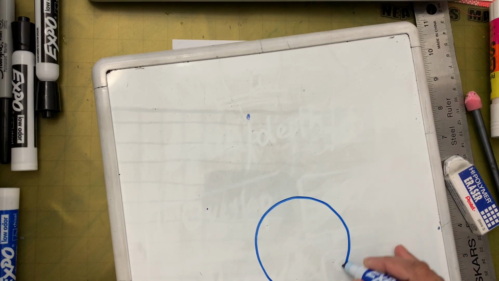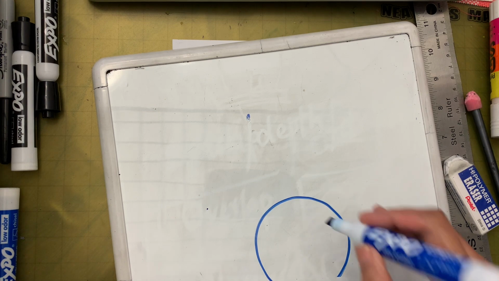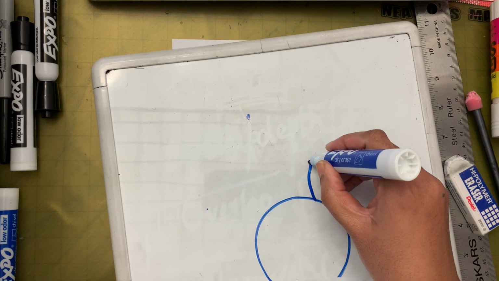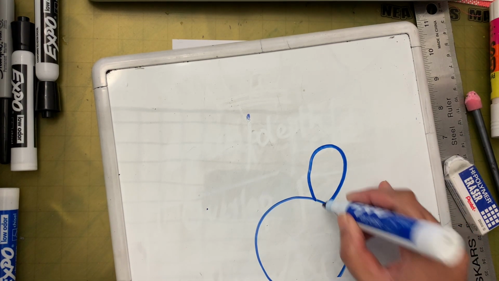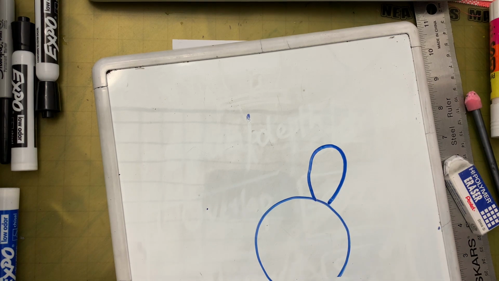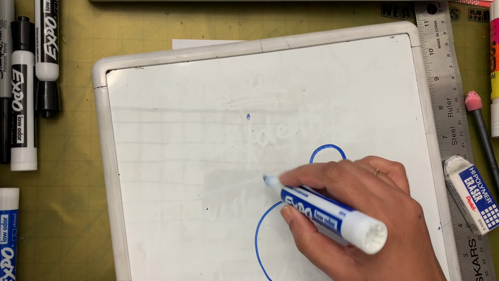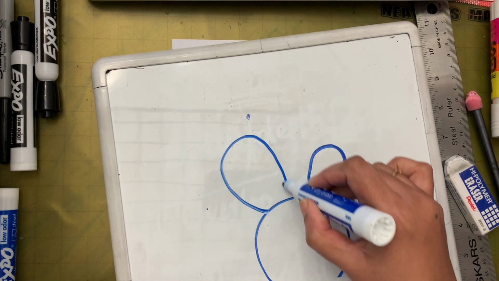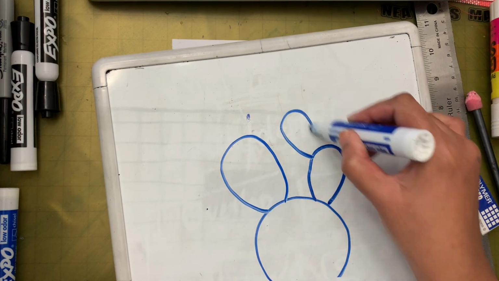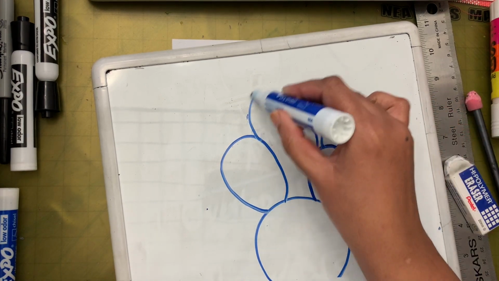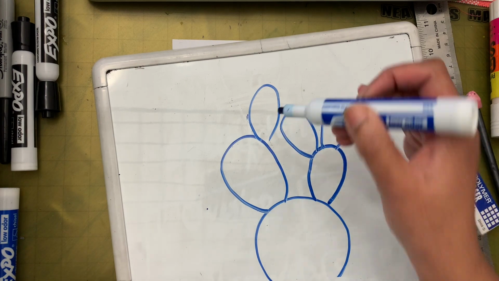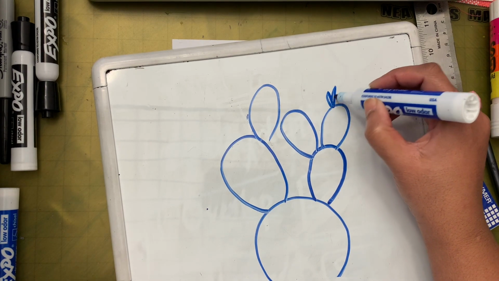So like that, it's almost like a circle, but the bottom, you don't have to fill in the bottom. And then on top, I'm making it like an oval, but it is not a complete oval. Another oval. See, like a prickly pear. And then maybe you can add the flower.